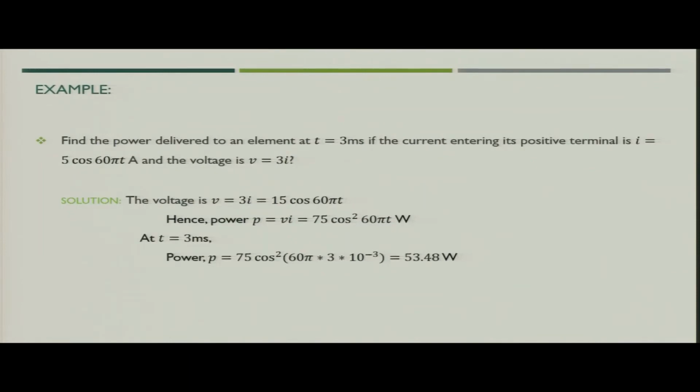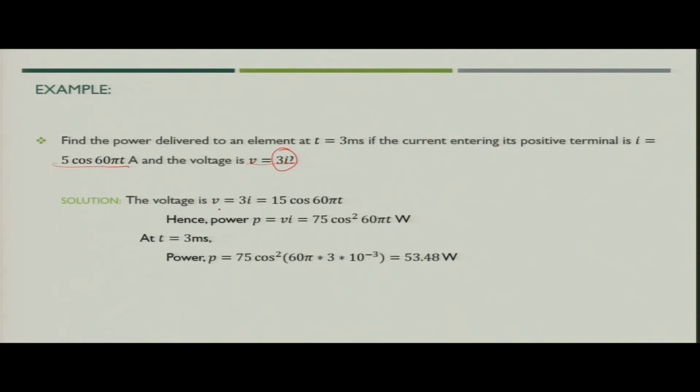Now, let us take another example. If you are asked to find the power delivered to an element at time t equal to 3 millisecond, if the current entering its positive terminal is I equal to 5 cos 60 pi t ampere and the voltage V is 3 I. So, 3 I means the voltage depends upon the current.